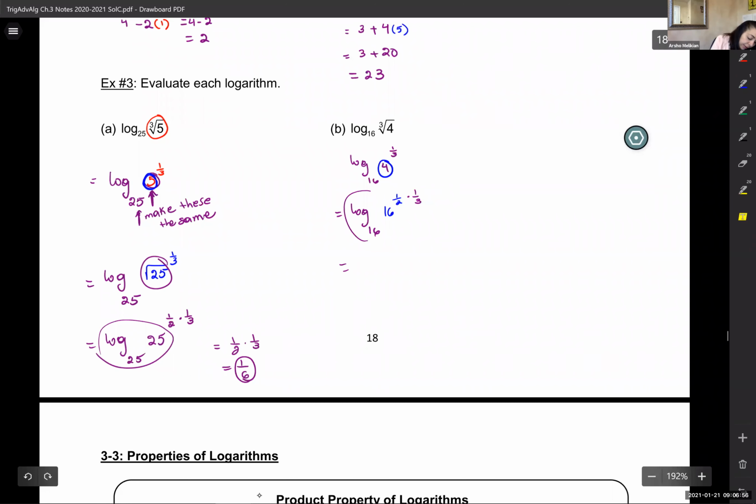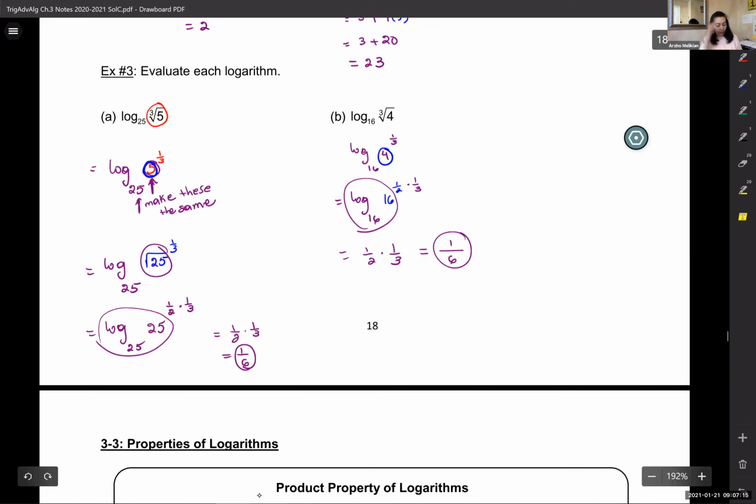And again, these things are now the same, and I've got 1/2 times 1/3, that's 1/6. Okay? And that's 3.2 done. All right. So that's where we'll stop today, and you can work on homework.